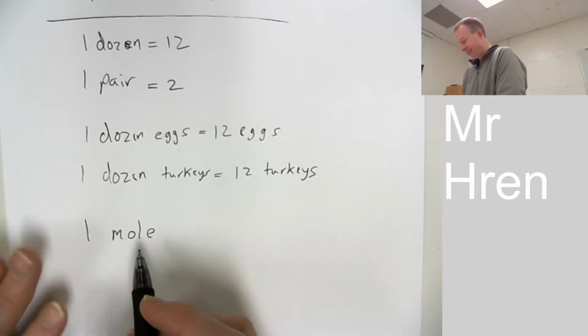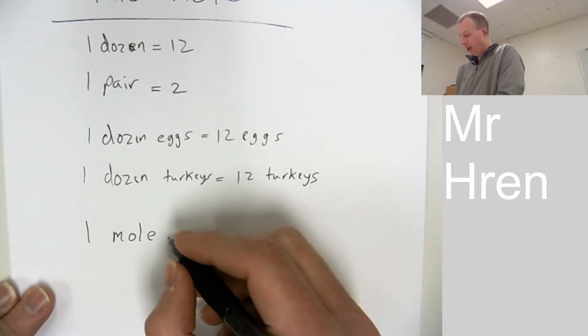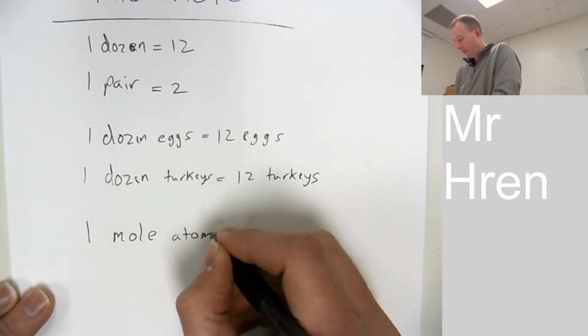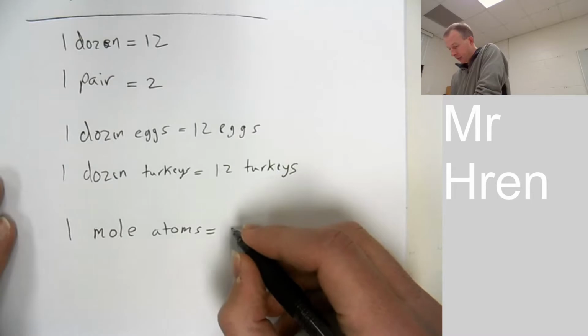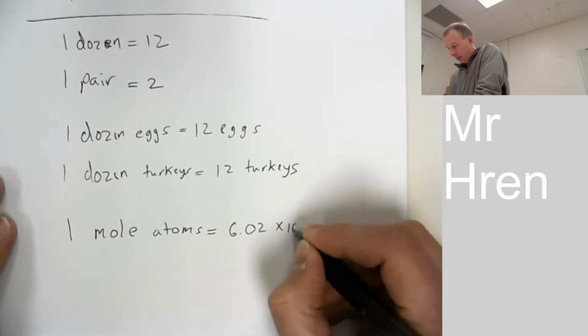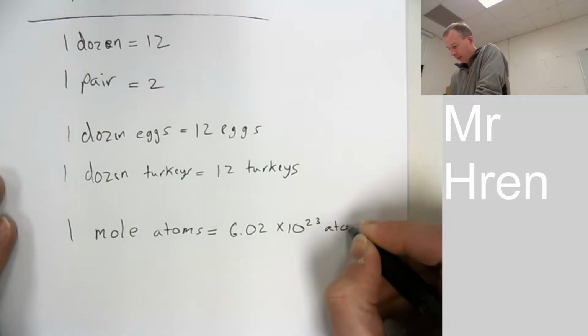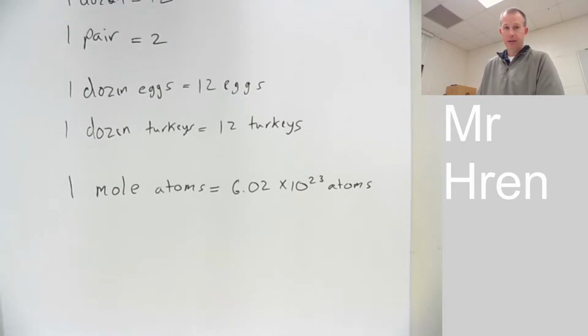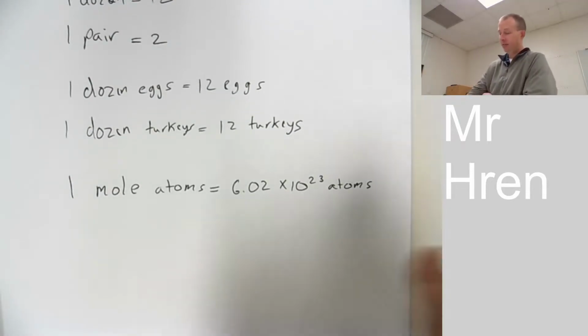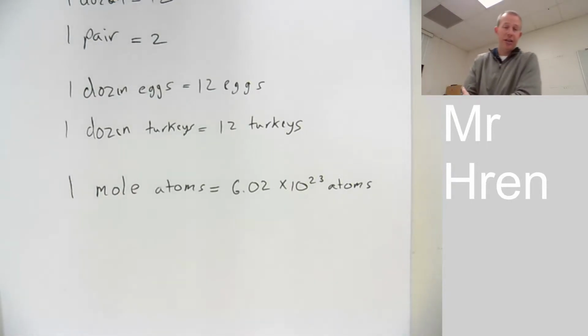The mole, in this case, let's say we have 1 mole of atoms. Well, that's a lot of atoms. 1 mole of atoms is equal to 6.02 times 10 to the 23rd atoms. That's a crazy big number. And obviously, it's in scientific notation, and I don't want you to freak out. It's okay. It's a number. We'll be fine. So we've got our mole of atoms, 6.02 times 10 to the 23rd atoms.